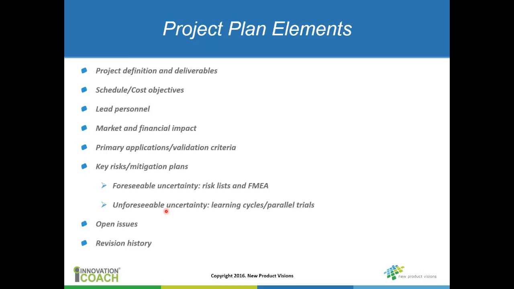And this goes back to the last couple webinars when we talked about all the tools that are available for doing this. So you're going to want to ferret out foreseeable uncertainty, and things like risk lists and FMEA are going to be used there to look at foreseeable uncertainty. And out of these activities will flow knowledge gaps where you might be faced with unforeseeable uncertainty, or unknown unknowns, where you want to focus on learning cycles or parallel trials in order to close those knowledge gaps.